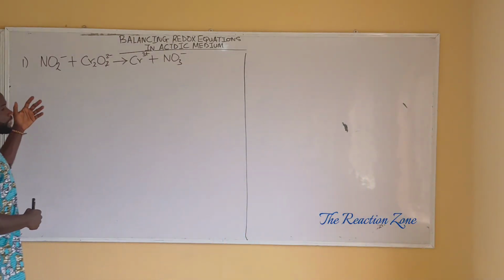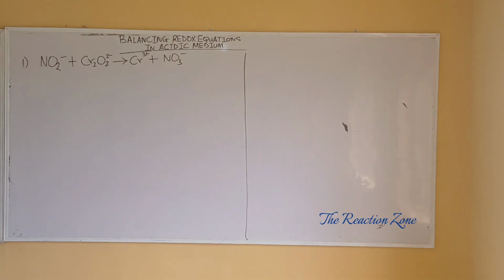There are several steps for balancing the redox equation using the ion electron method, but I'm going to be talking about the steps as I solve this question. The first thing is to look at the chemical species in this equation, both at the reactant side and the product side. You will discover that there are 4 chemical species here, and they are not identical. Some are similar, but they are not identical.